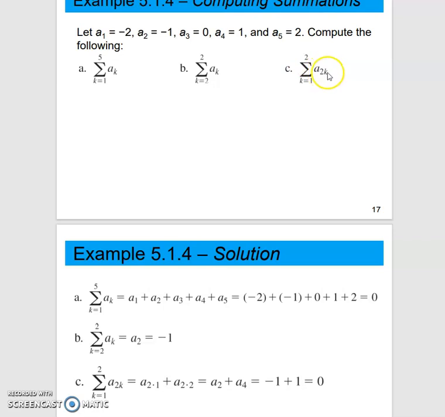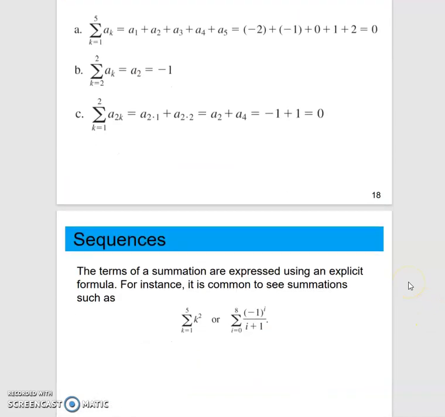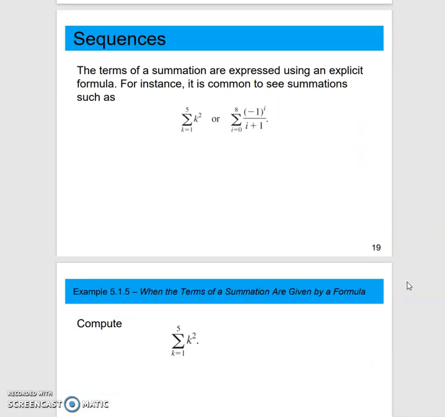Number C, you'll notice my subscript now is a sub 2k. So I'm going to plug that in. I'm going to end up doing a sub 2 plus a sub 4. So we're only using 2 of the values. And as it happens, they do add to 0 anyway. But we can change that subscript as well as other things. And again, there's a lot of different ways we can express these. So we would call these formulas as well as a sum.